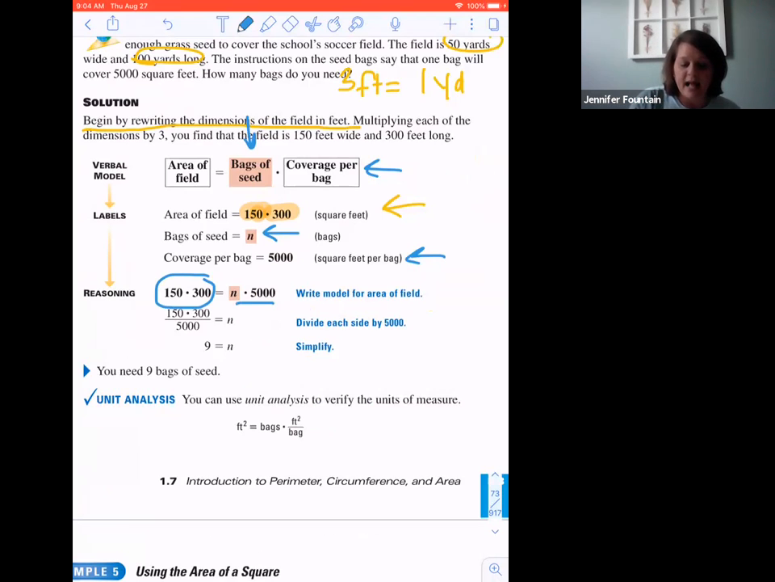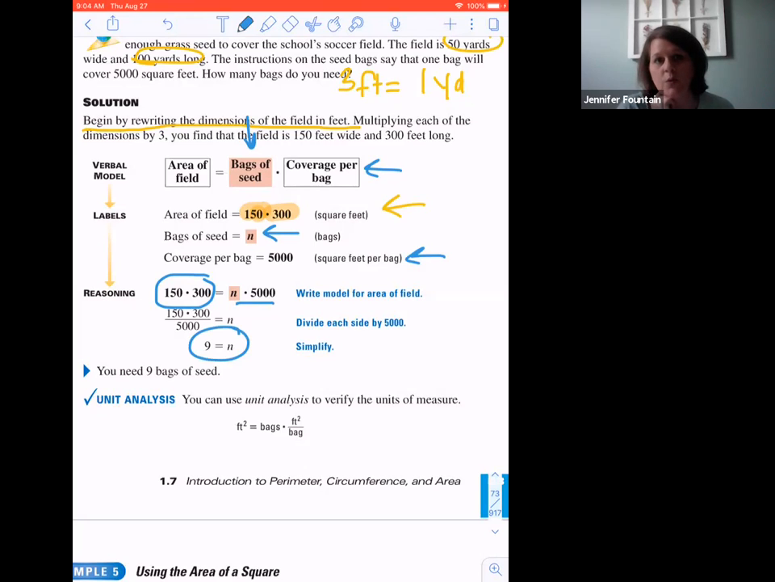So when I multiply 150 by 300, then we're going to need to separate N times 5,000. We do that by dividing by 5,000. So now we have 150 times 300 divided by 5,000, and we end up finding that we need 9 bags of seed.